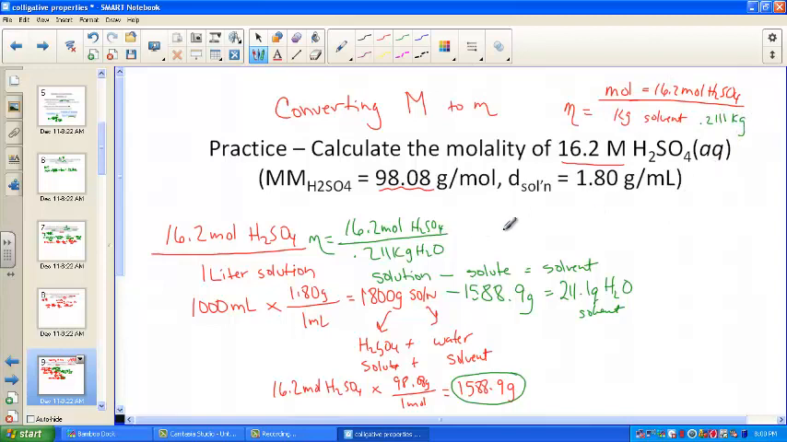Now hit that with me. What do we find? 16.2 moles divided by 0.2111, carry all those decimals, 76.74 molal solution.